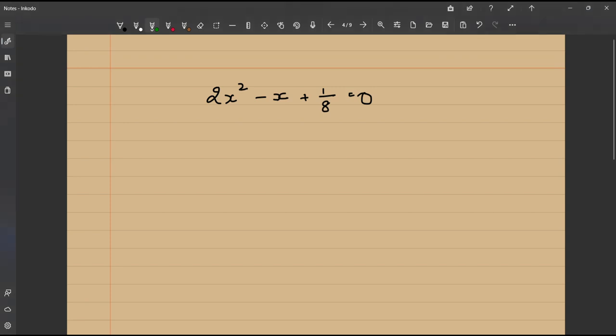Hello children, we have a quadratic in x here and we are going to find the roots of this quadratic equation. We are going to find the roots using the factorization technique. Now we see that the coefficient of x squared is 2, the coefficient of x is -1, but the constant term is a fraction. Working with fractions is not very convenient, and when we have the option of avoiding this fraction, let us do it.